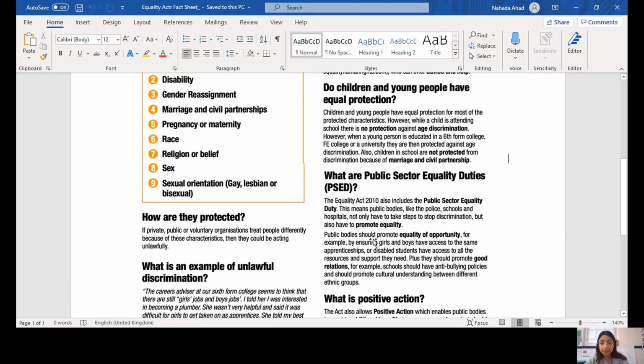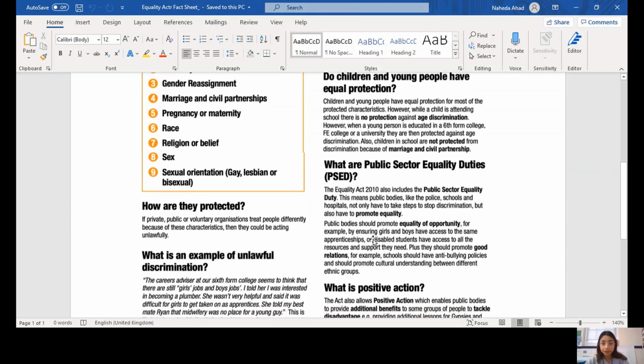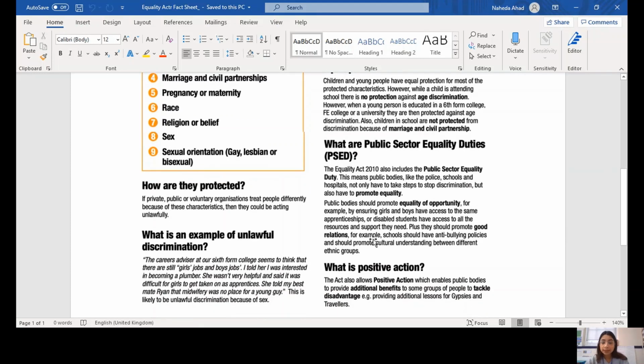Fantastic, year 6. Now it's my turn. What are public sector equality duties? PSED. The Equality Act 2010 also includes the public sector equality duty. This means public bodies like the police, schools and hospitals not only have to take steps to stop discrimination, but also have to promote equality. So it's really important to promote equality, showing that you're showing these equal values.